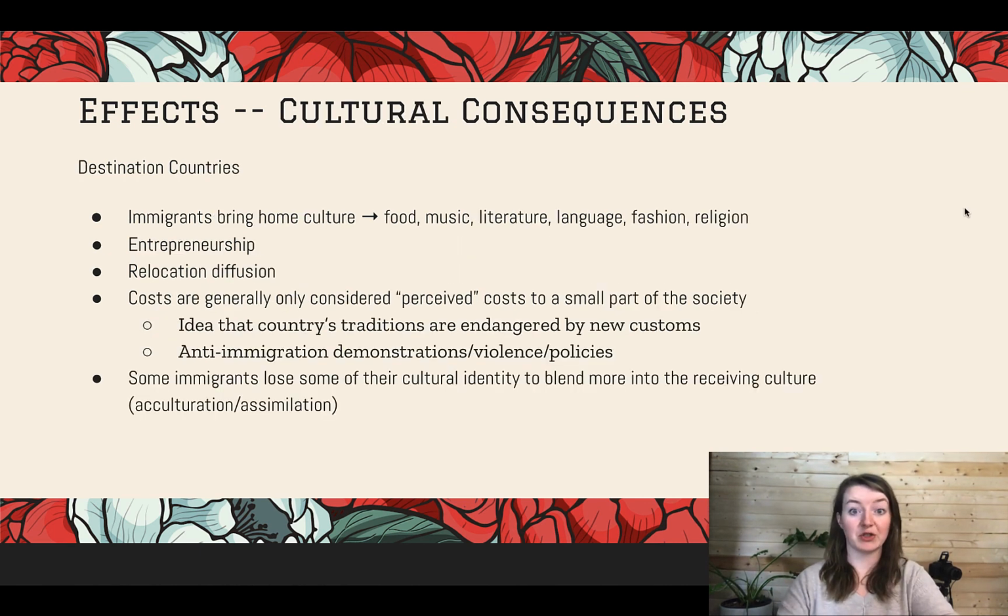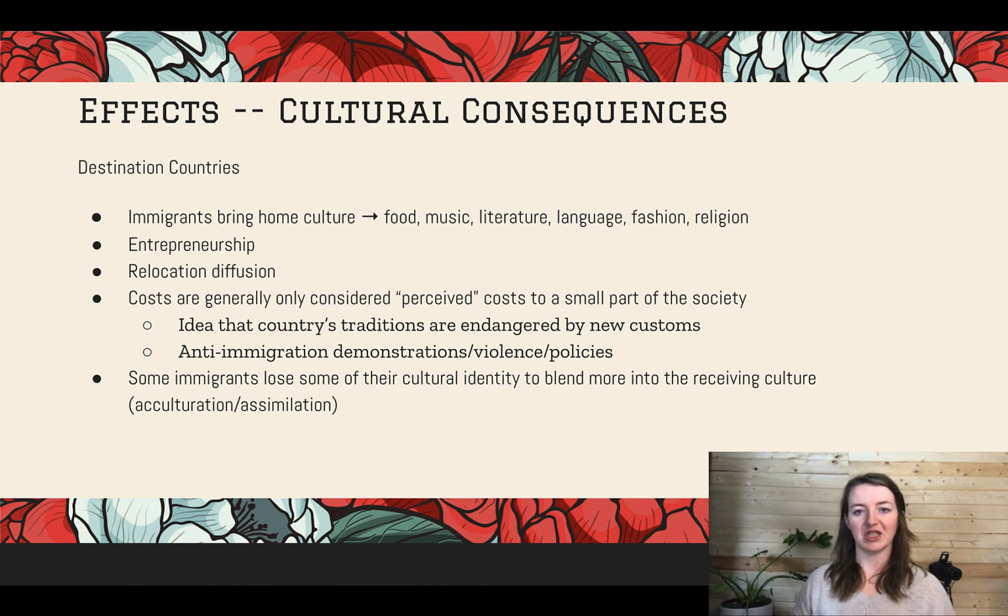So some cultural consequences. Destination countries: immigrants are bringing in their home culture. So we get new food, new music, literature, language, fashion, religion, all of these cool things. A lot of the times, as we said before, immigrants tend to be entrepreneurs. So they're bringing in this new cultural stuff. They have goods and services that may be very valuable to not only the immigrant populations, but the native-born populations as well.